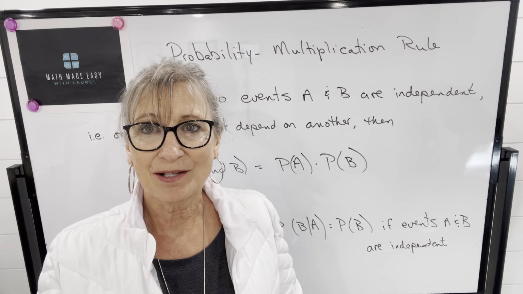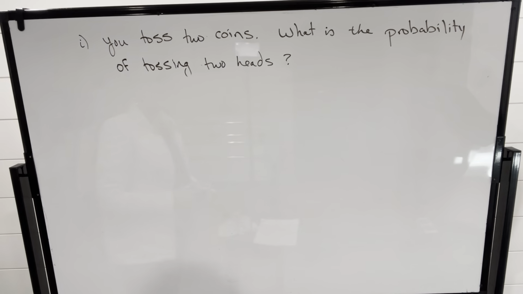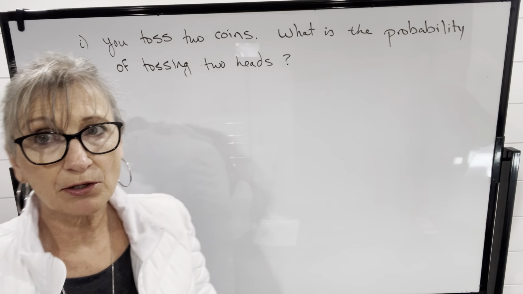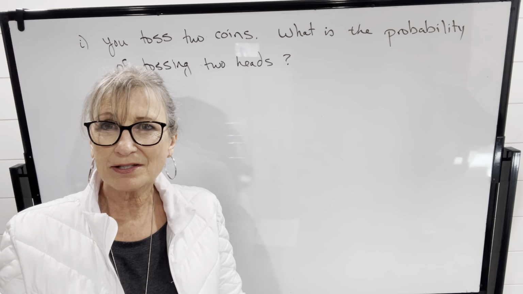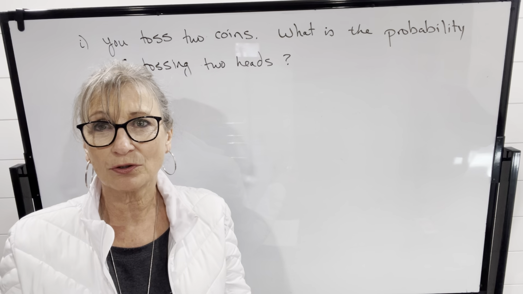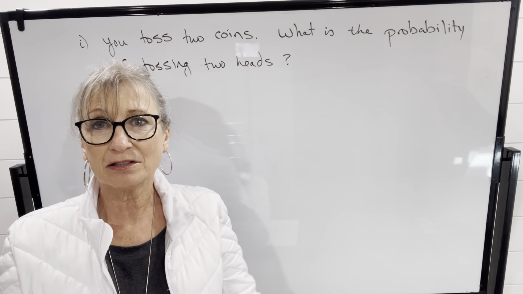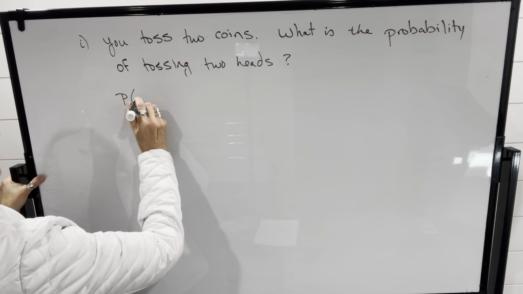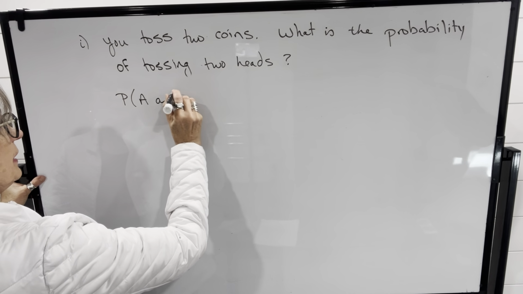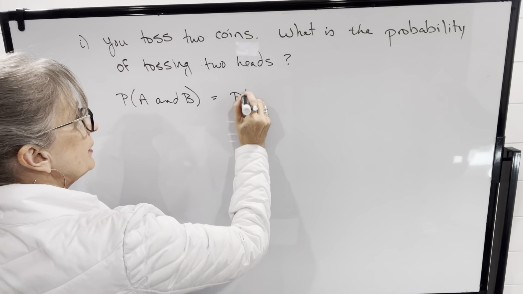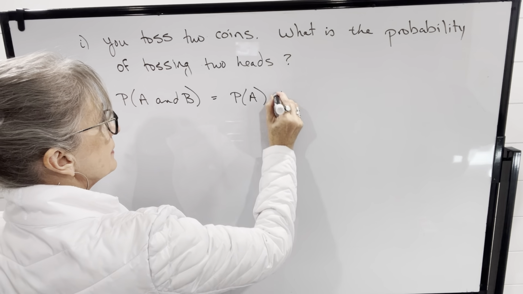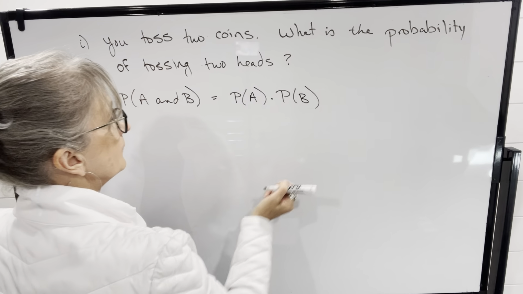Let's take a look at some examples. Our first example says you've tossed two coins, and it's asking what's the probability of tossing two heads. You first determine that they are independent events, and the way that you know that is that the outcome of one coin toss will not affect the outcome of the other coin toss. They're totally independent of each other. So the probability of A and B will be equal to the probability of A times probability of B.